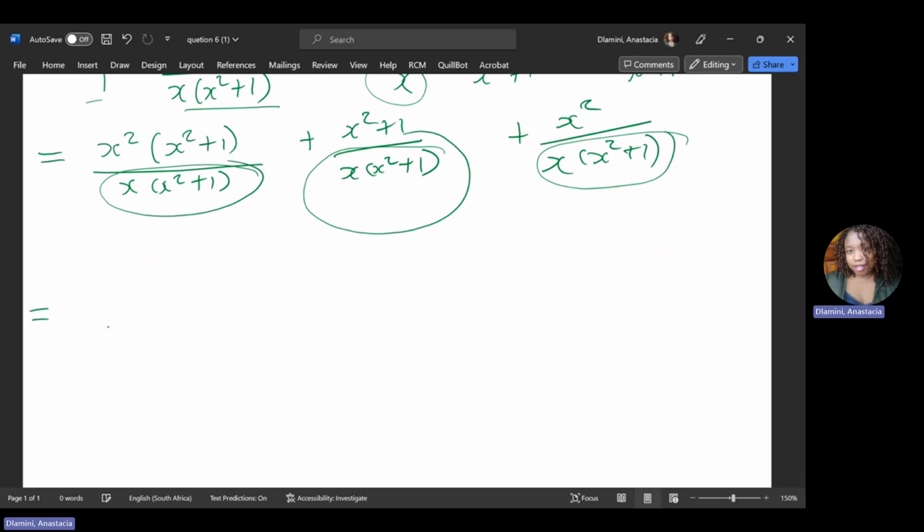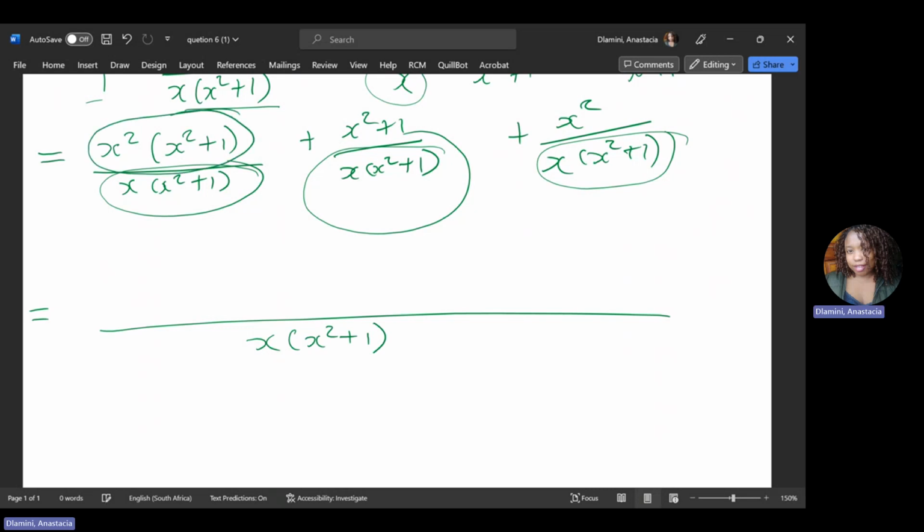So let's put the denominator the way it is. So this is equal to, what is our denominator? It's the LCD, x times x squared plus 1. Now let's simplify this. Multiply the x squared inside. So x squared times x squared is x to the power of 4. x squared times 1, that's plus x squared. And here we have plus x squared, plus this one over here, plus 1. And here we only have what? We only have x squared.